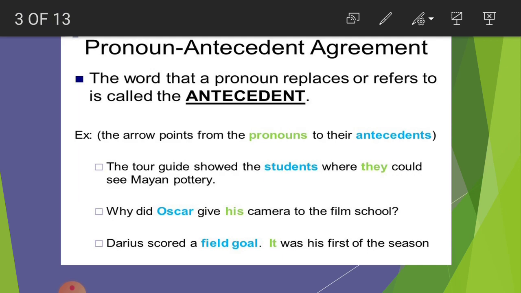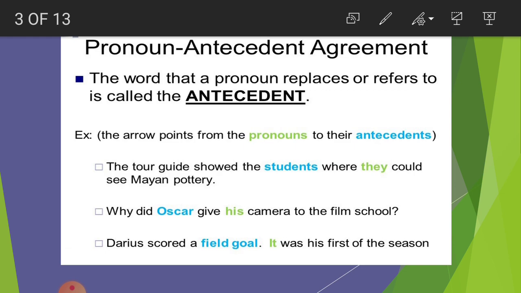Now, pronoun-antecedent agreement. Somehow you might be confused: what is this difficult word antecedent? Let us know. The word that a pronoun replaces or refers to is called the antecedent. You are replacing the noun with the pronoun. So the noun which you are replacing with that pronoun is known as the antecedent of that pronoun. The word which the pronoun replaces is known as the antecedent.